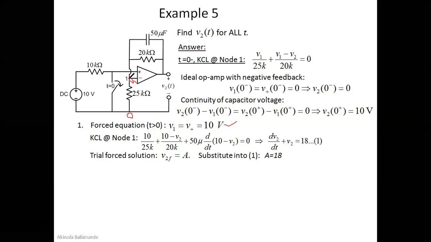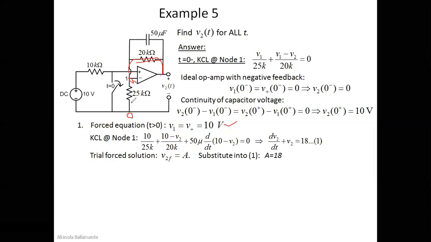So KCL at this particular node, node 1, would now be V1 minus 0 over 25, then it becomes V1 over 25, and that V1, we said it is now 10 volts, so it becomes 10 over 25. This is when t is greater than 0. This is not initial conditions anymore. So we have 10 over 25k, then plus V1 minus V2. V1 is 10, so you have 10 minus V2 over this 20k here, because we're just going to look for the voltage difference between these two nodes, two terminals.